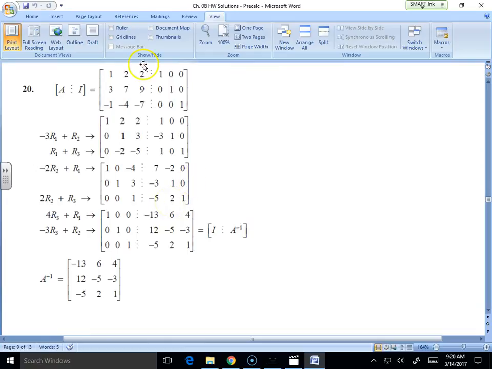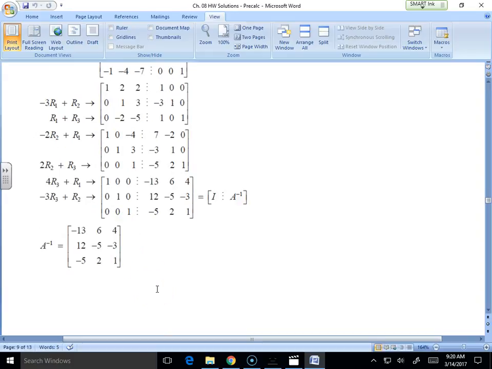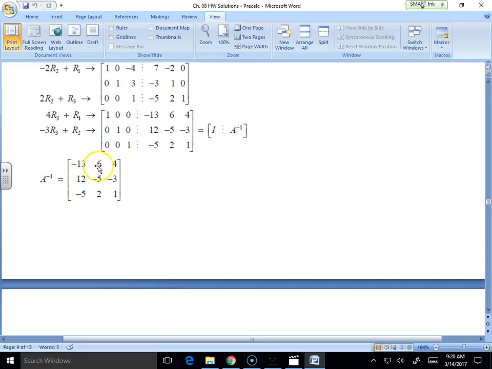Number 20, using doubly augmented, which had you practice row reducing, which I said will be on the non-calculator portion of tomorrow's test. Probably only one of them. Your final answer would have been negative 13, 6, 4, 12, negative 5, negative 3, negative 5, 2, 1.